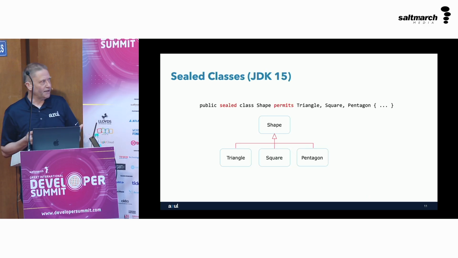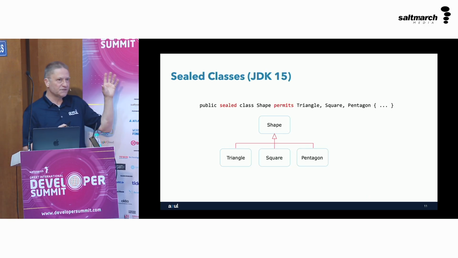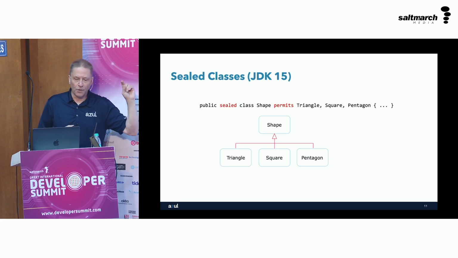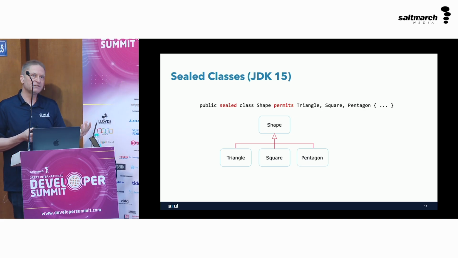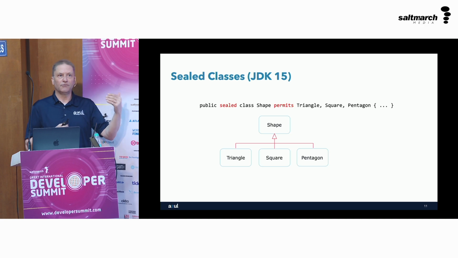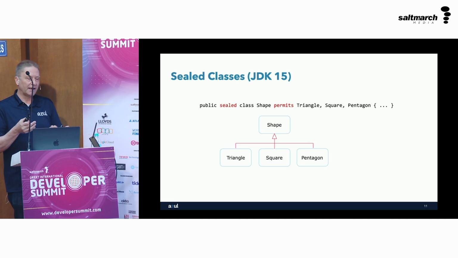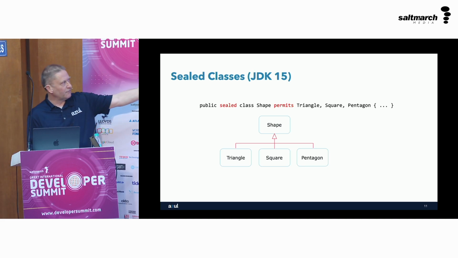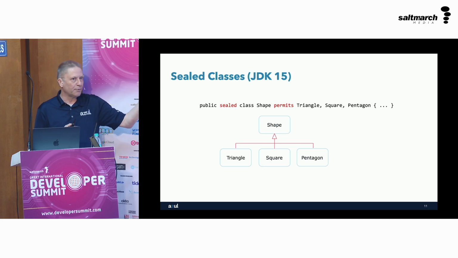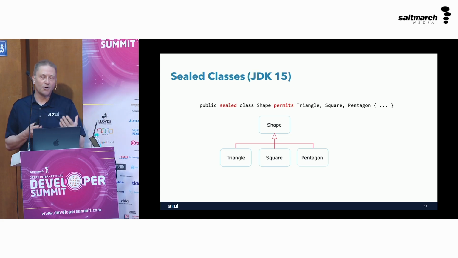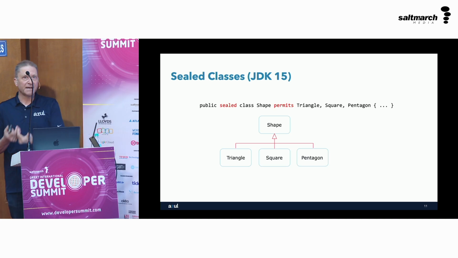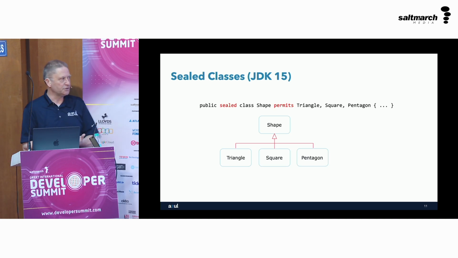So in JDK 15, we introduced the idea of sealed classes. What this says is that you can now specify a list of classes that are allowed to inherit from that class, and only those ones will be allowed to do so. So we now have this syntax here. We say public, and then we add the modifier sealed, class Shape, and add a permits clause, which tells the compiler only Triangle, Square, and Pentagon are allowed subclasses.